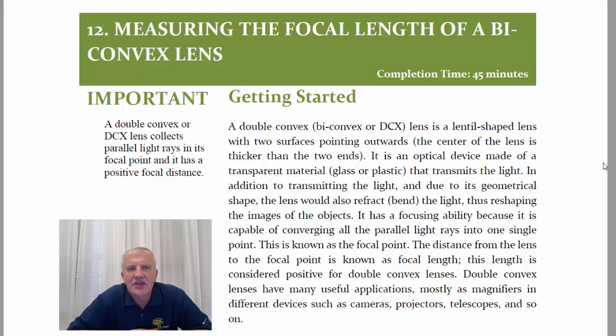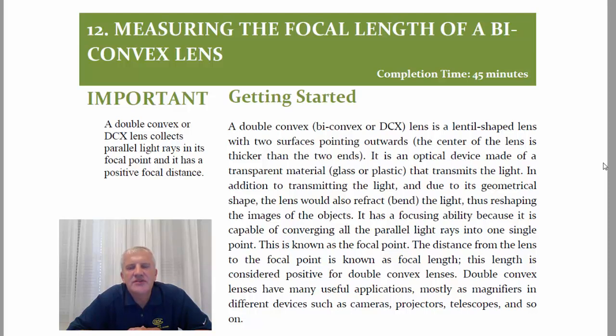The title of this lab number 12 is Measuring the Focal Length of a Biconvex Lens. A double convex or biconvex lens is an important optical component. It has the shape of a lentil with two surfaces pointing outwards, meaning that the center of the lens is thicker than the edges. It is used in many different applications as a magnifier, such as cameras, projectors, telescopes, etc. And it's also used to correct human vision, specifically so-called hyperopia or farsightedness.